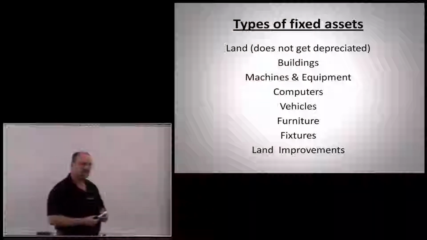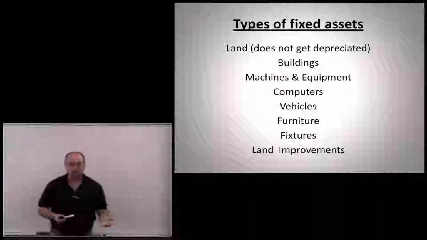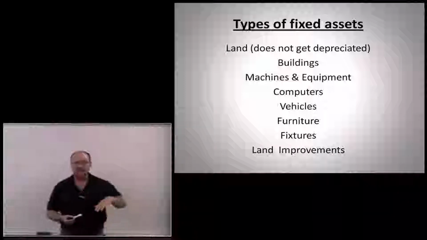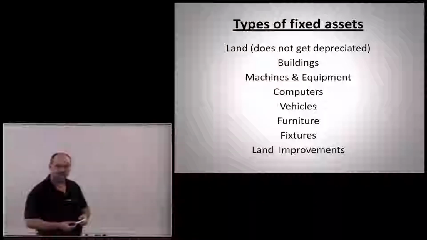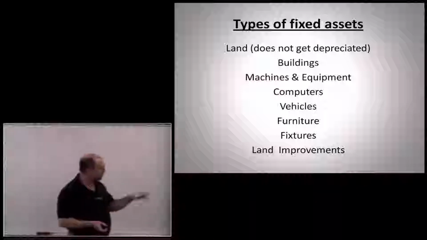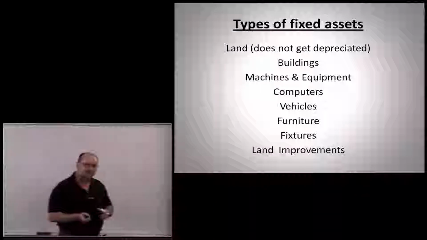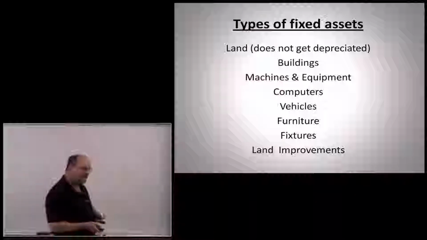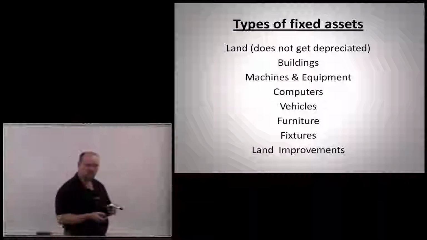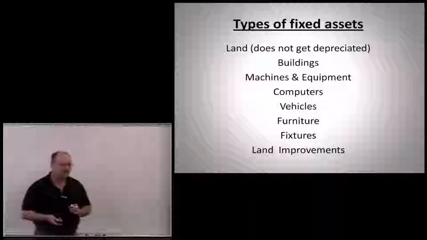Land improvements, things like fences, parking lots, landscaping, lighting for parking lots. Okay? Land improvements is also a depreciable asset. So these are our primary assets. All of them will have different useful lives and different salvage values. And when we look at depreciation, which is one of our main topics today, we'll see how that plays itself out.